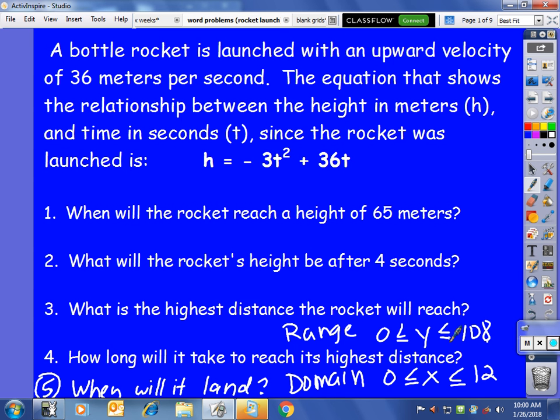Now, if this wasn't a word problem and I just gave you the equation with no real life situation, then the domain would be all real numbers and the range would be anything less than 108. But this was special. It was a real life problem. It didn't go on forever. Are we good with that? I will ask you that on the quiz.